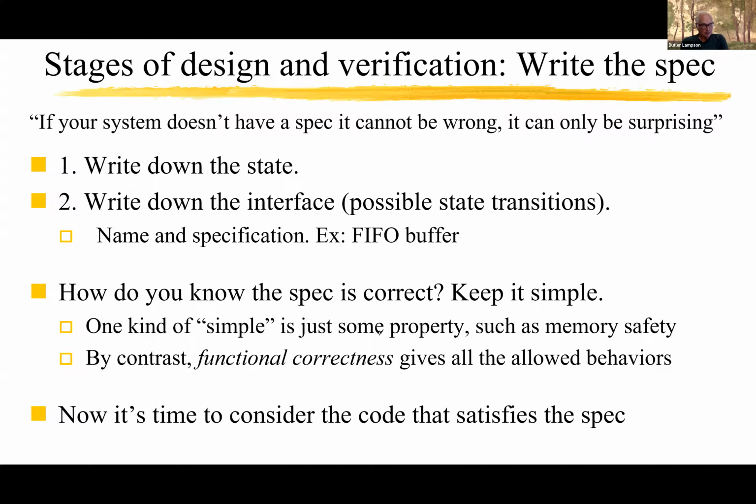Okay, now I want to spend a little bit of time talking about the stages of design and verification of the system at a very high level. The first thing is you have to write the spec. If your system doesn't have a spec, it cannot be wrong. It can only be surprising, because how would you know that it's wrong if you don't have something to compare its behavior against? So the first step is to write down the system state.